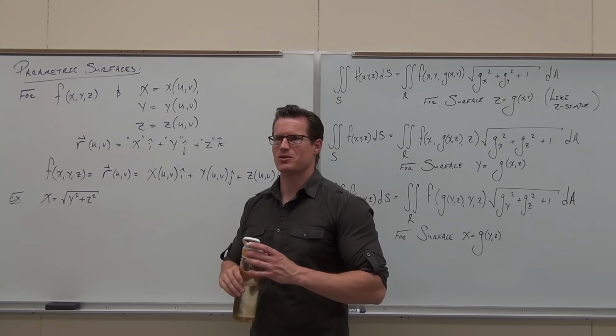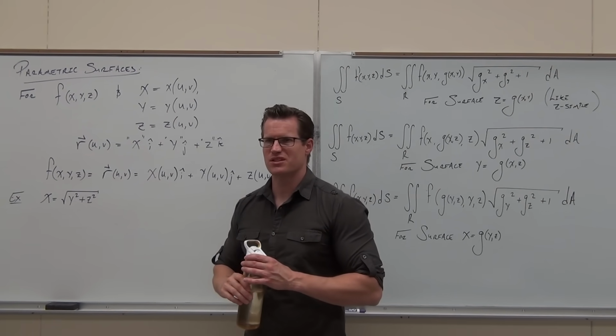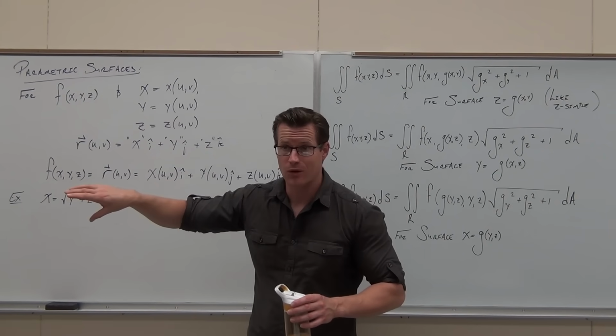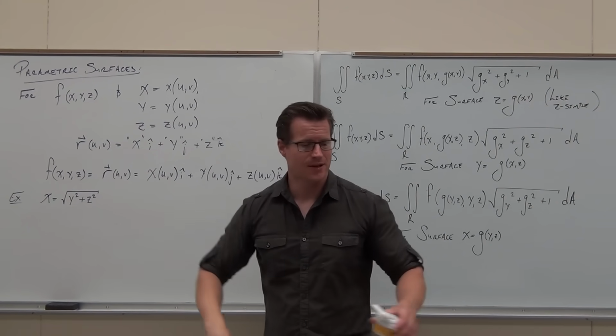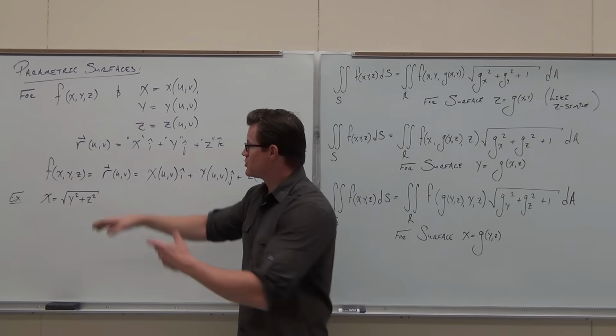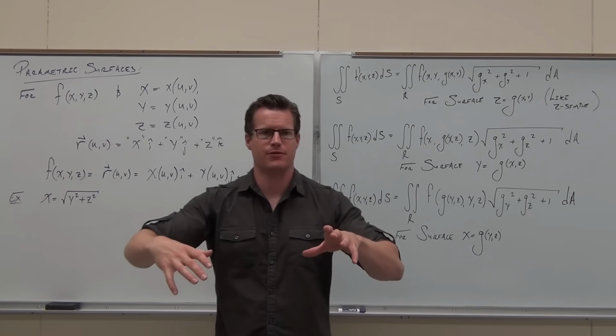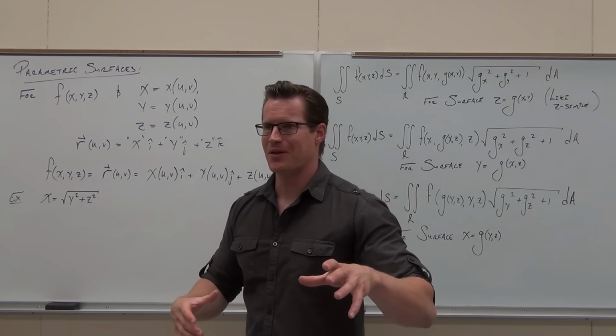Remember cones at all? Square both sides, you get x squared equals y squared plus z squared. It's along that axis. But this is an upper half cone because you have a square root. You're not taking the bottom half of that. It's the upper half cone.